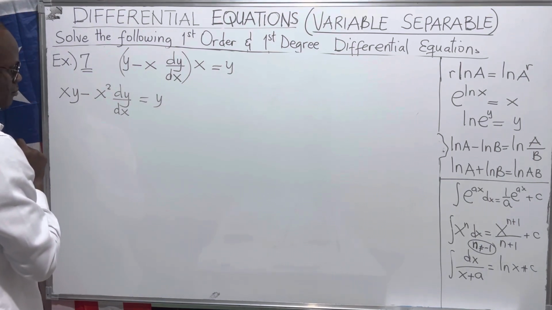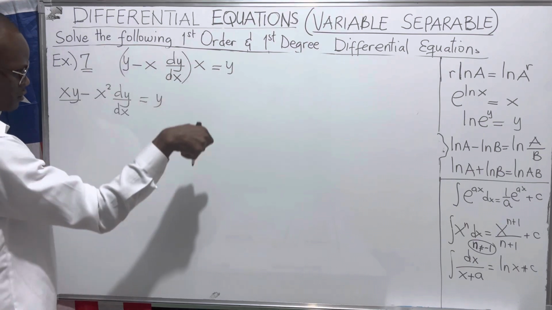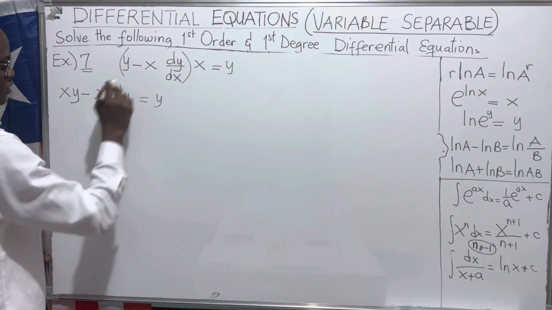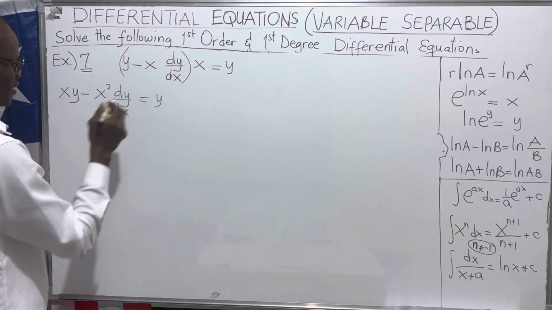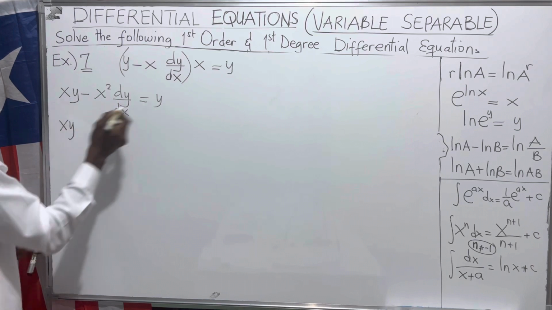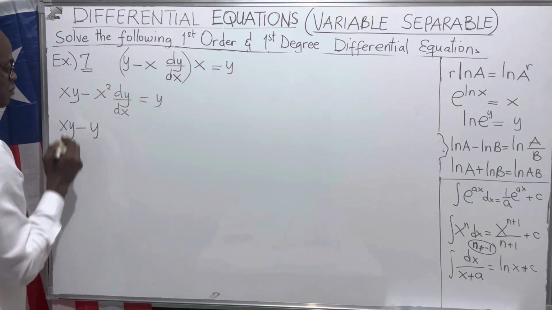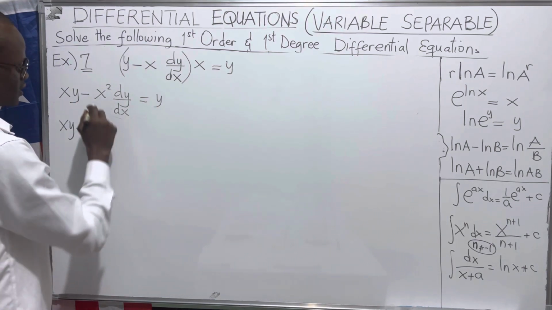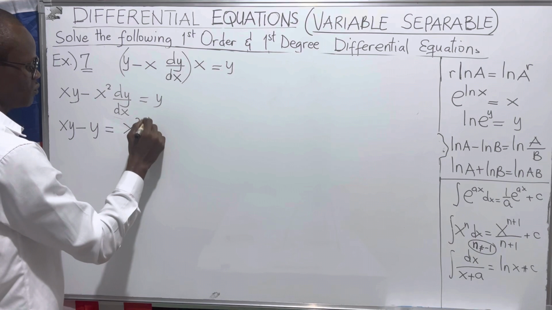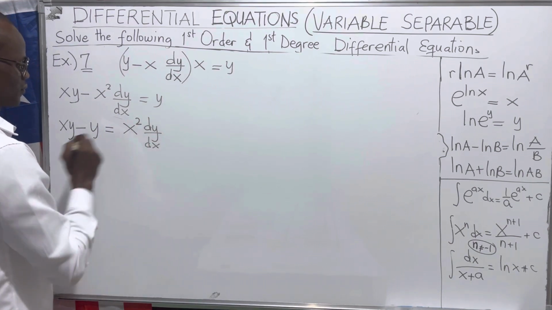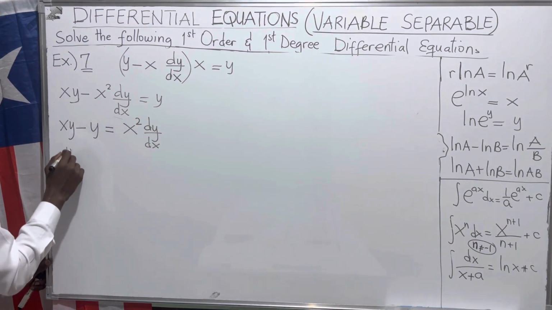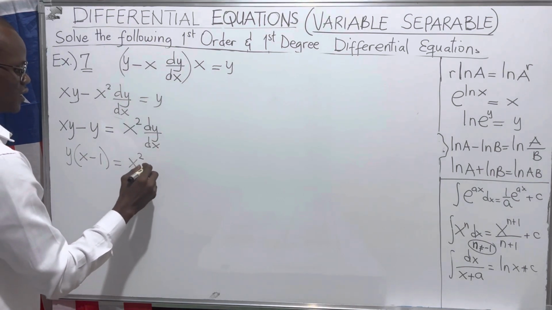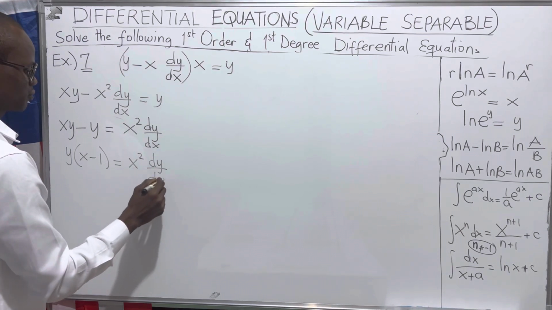Now what I can do, I can send this term across, or I can send the other term across, whichever way. So let me send this one across, since this one has a negative attached to it. So I have xy, I bring this one across, it will be minus y, because I'm seeing y here and y, so I can factor out y. And then equals, if I send this one across, I will have x squared dy/dx. Now, if I factor out y here, I will have y times (x minus 1) equals x squared dy/dx.